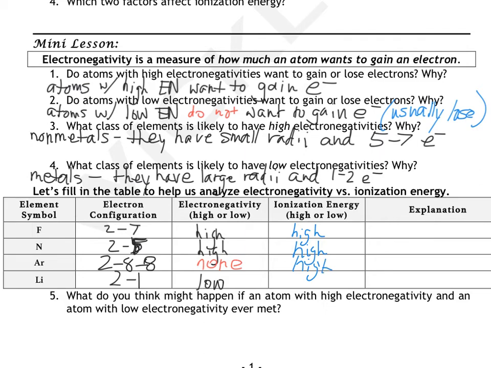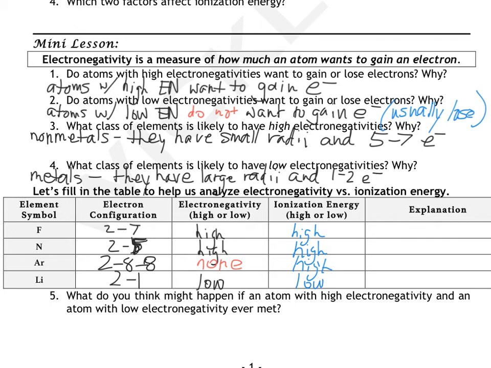It doesn't want to gain electrons. It doesn't want to lose electrons either. So it definitely has a low electronegativity and a high ionization energy. So this is sort of the interesting one, the noble gas. And lastly, lithium. It does not want to gain electrons. In fact, it does want to lose electrons. So it has a low ionization energy.